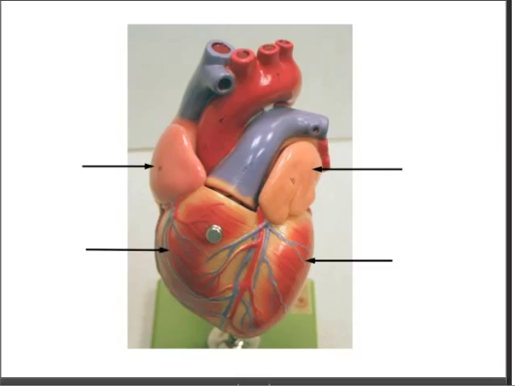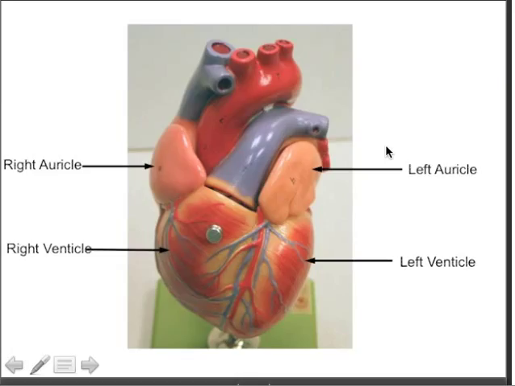Okay, so we're looking here at the front of the heart. We can tell this because we can see the pulmonary trunk coming right off the front. So we know that this is going to be the right side of the heart, and this is going to be the left side of the heart, and the chambers are as indicated.